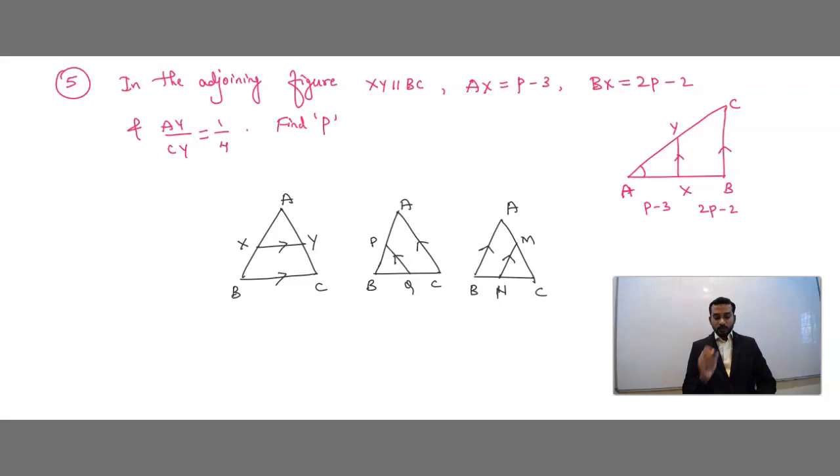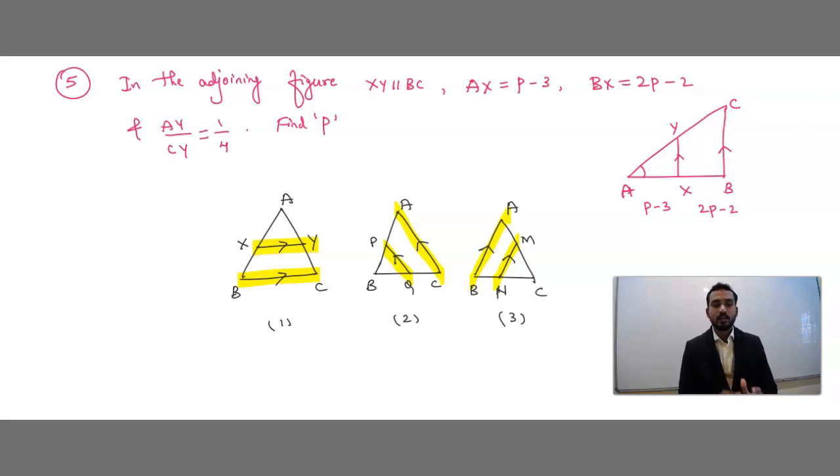Now what is my question? Look at figure 1, figure 2 and figure 3. Which side is parallel to which side? We can see clearly here this XY is parallel to BC. In this case PQ is parallel to AC. In this case MN is parallel to AB. Now always we should know from where we should start. If you don't know the starting point, how can you end? It is not possible.